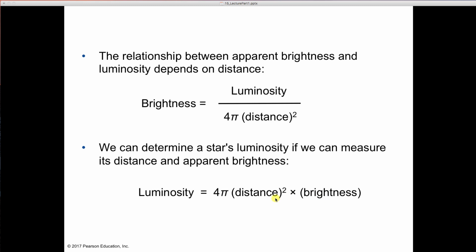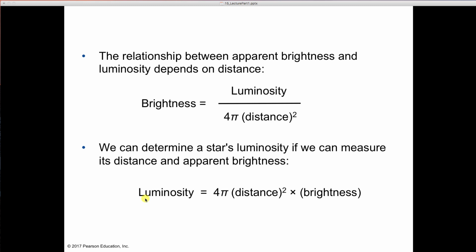And then you somehow figure out distance. So they have to figure out the distance to the star. Once you do that, then you take these two things, multiply them together, and you get the energy every second that the star gives off. That's a true characteristic of the star that doesn't depend on who's observing it. It's a property of the star itself.